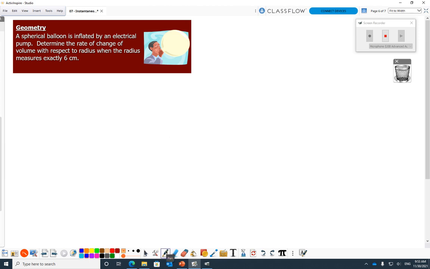Determine the rate of change of volume with respect to radius when the radius measures exactly 6. How do we know this is instantaneous rate of change? What is it about the question that tells us this is not an average rate of change question? It says exactly. It's only giving us one particular x value here, or in this case, exactly one r value.